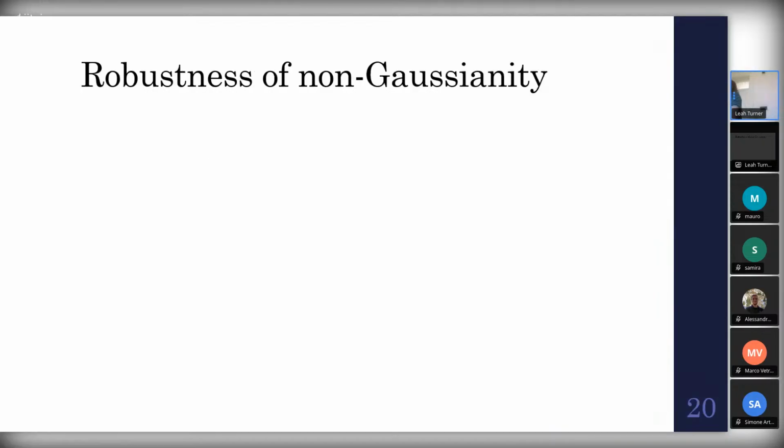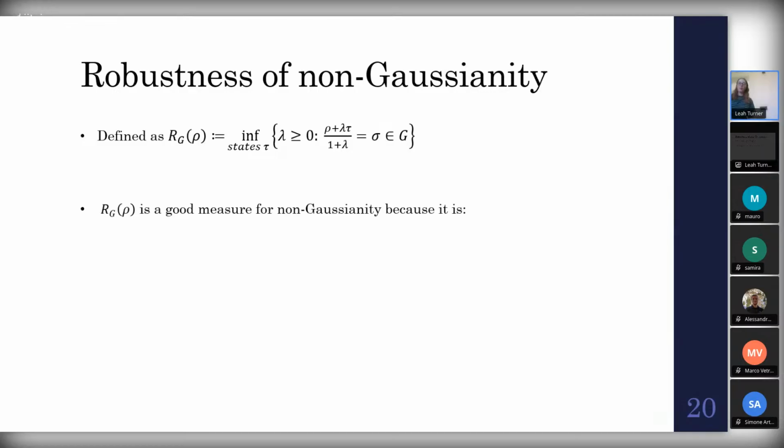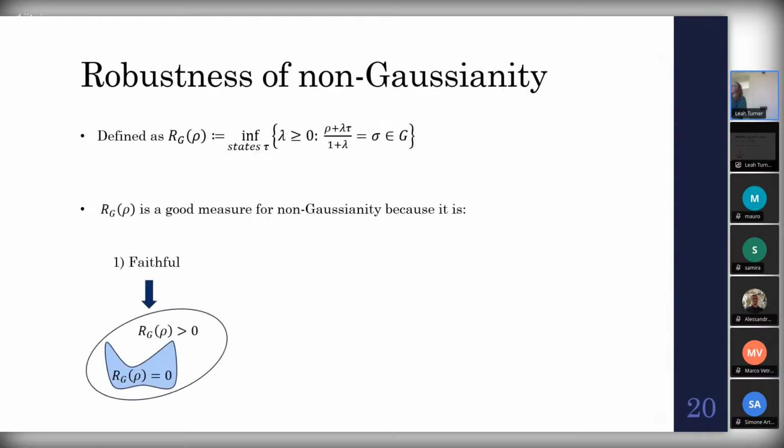So if we look at robustness and non-Gaussianity, we're just saying how much we can mix our non-Gaussian state with some other state before it becomes Gaussian, before all our resources are lost. Now, this is quite a good measure for quantifying non-Gaussianity for 3 reasons. First of all, it's faithful, which means that all your Gaussian states are quantified as 0, and all your non-Gaussian states have some positive amount of non-Gaussianity.